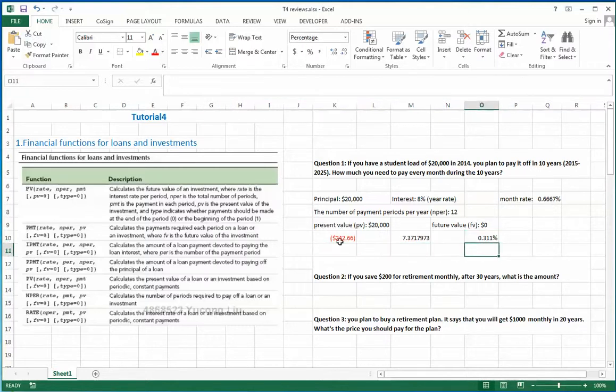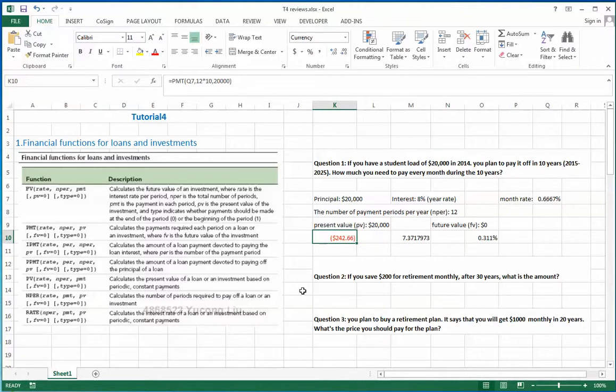So that's the three functions. This one is for payment. This one we calculate how long. This is for the number of payments. This is for the rate. But it is the same question, we just look at the same question from a different angle. This question asks how much you need to pay. This question asks if I pay this amount, how long can you take to pay off. This question says if you want to pay just $200 every month, what's the rate you need to find? So that's the three functions: PMT, NPER and RATE.